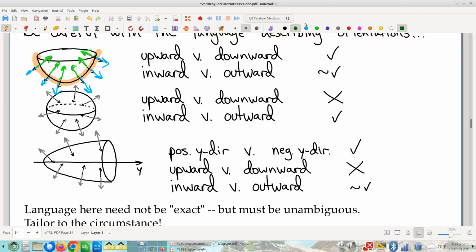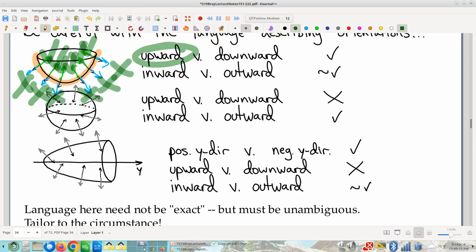If I say oriented upward, whoops, let me get back into the highlighters. If I say oriented upward, every single one of these green vectors is at least somewhat upward. And not a single one of these blue vectors is in any sense upward. So if I say oriented upward, it's not exactly upward, but it completely, 100% removes any possible legitimate ambiguity between which of these two orientations I might actually be talking about, right? So it does its job perfectly.